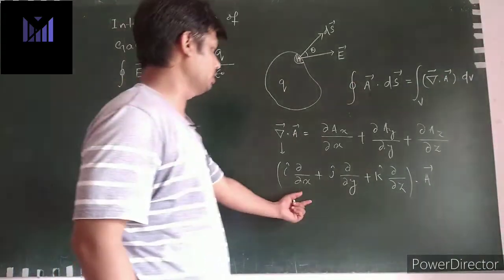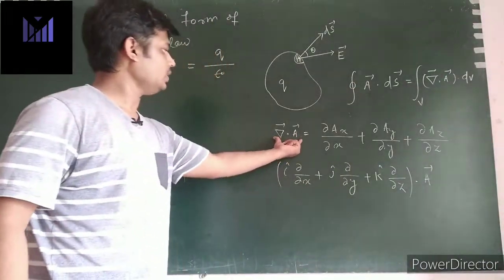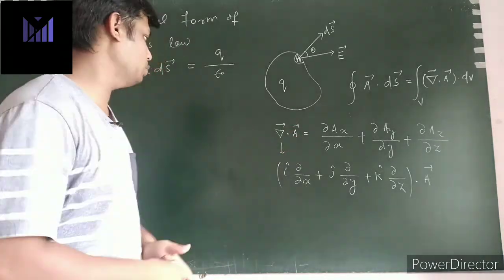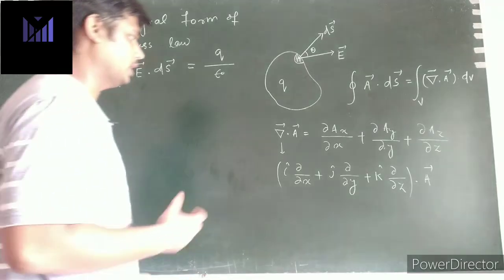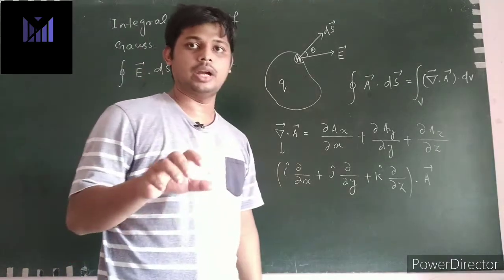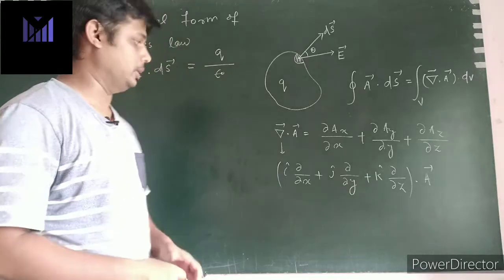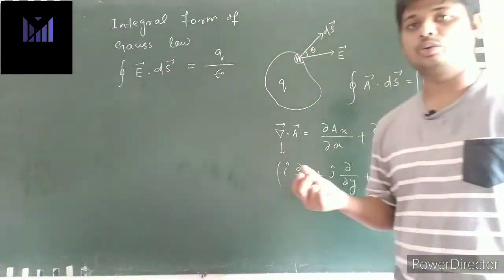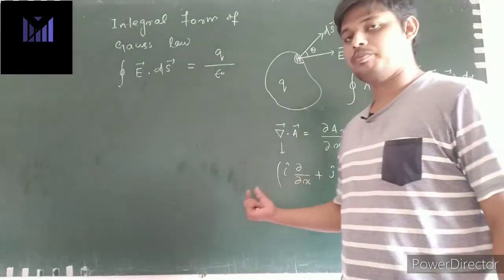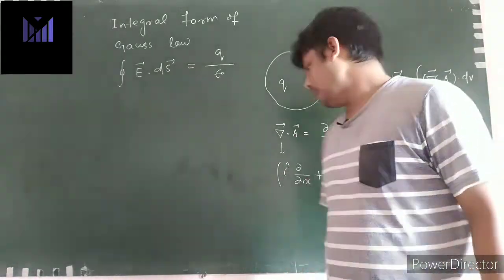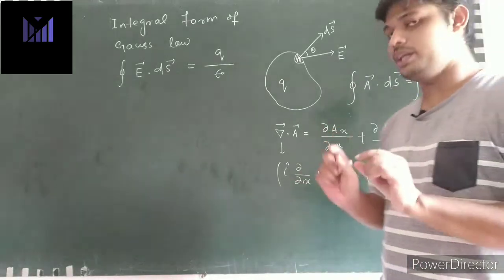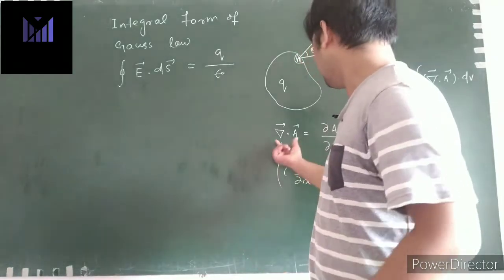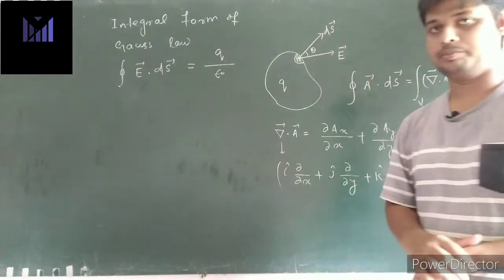So the physical meaning of this divergence is the net outward flux associated with a closed volume divided by that volume element. If we take a small volume and we calculate the net outward flux associated with that volume, and then divide that flux by that small volume, we will get the divergence of A.